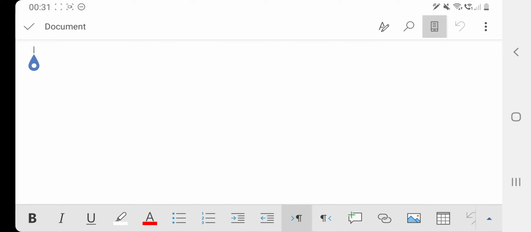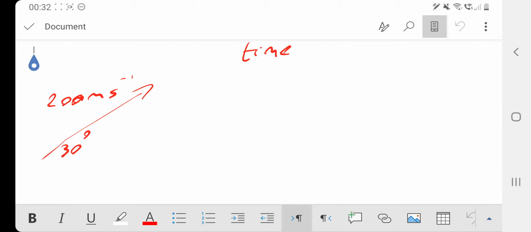So the next thing we're going to do, same again, 200 meters per second, 30 degrees from the horizontal. We're going to calculate the time of flight. What we need to do is calculate how long it takes for the object to reach the maximum height. And then we can simply times it by 2, because the amount of time it takes to reach the maximum height is the amount of time it will take to fall the equivalent distance. So we're going to do suvat again. We'll take up as positive.